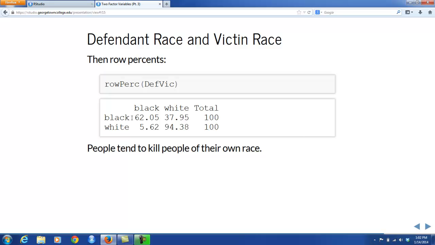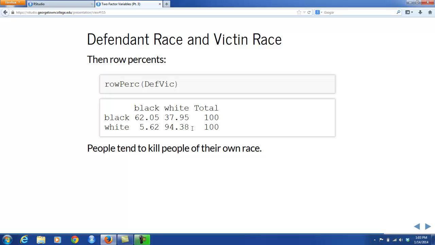Look at the black defendants. 62% of black defendants were killing a black person. Only 37.95% of black defendants were killing a white person. Look at the white defendants. About 95% of the time, they were killing a white person, and only a few percent of the time were they killing a black person.